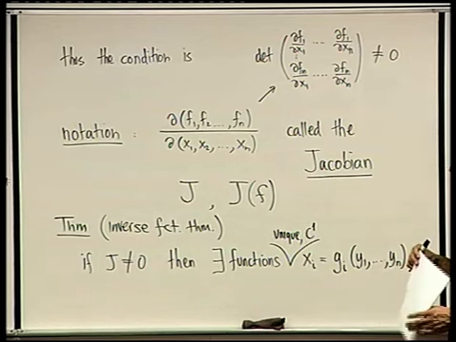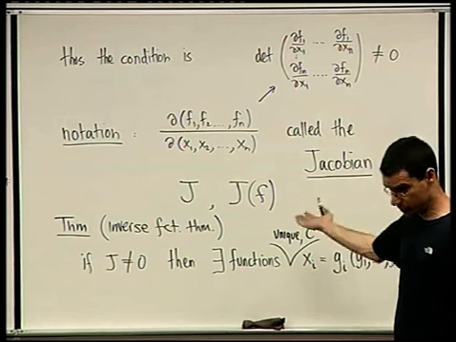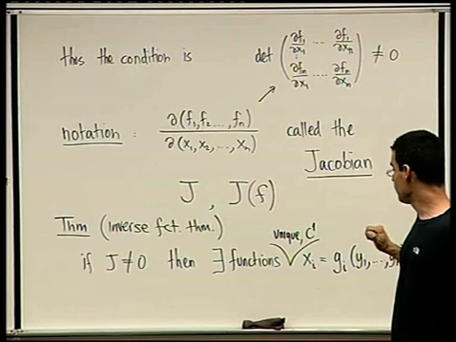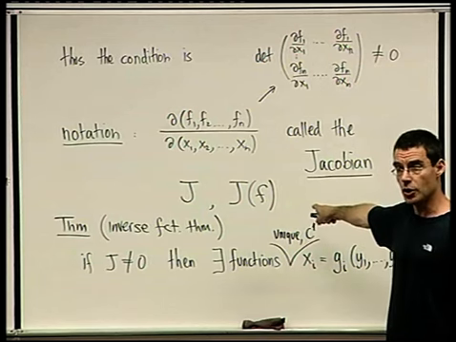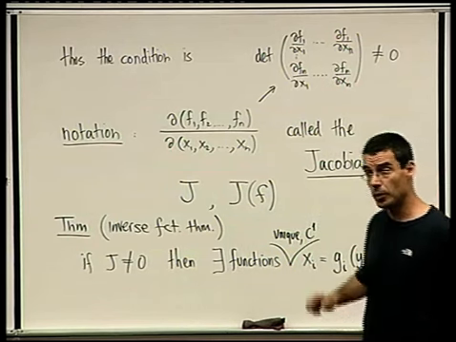Good. So this wraps up our discussion of the implicit function theorem and its consequences and uses. And we'll get back to this. We'll see the Jacobian again when we talk about integrals. That will follow a bit later.